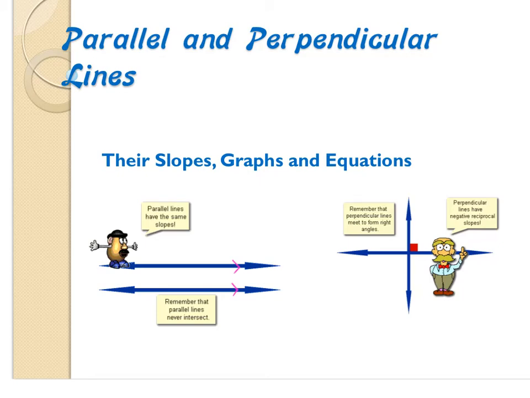Parallel and perpendicular lines. We're going to talk about their slopes, their graphs, and their equations. By the time we're finished this lesson, you will understand that parallel lines have the same slopes, and you will remember, hopefully, that parallel lines never intersect. We'll learn that perpendicular lines meet to form right angles, and that perpendicular lines have negative reciprocal slopes. We'll learn more about what that means as we move forward.